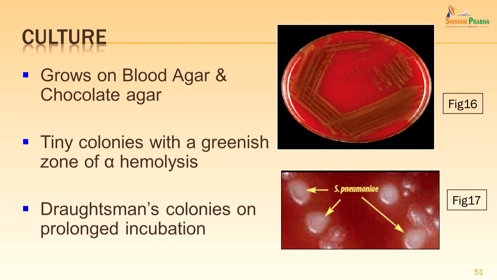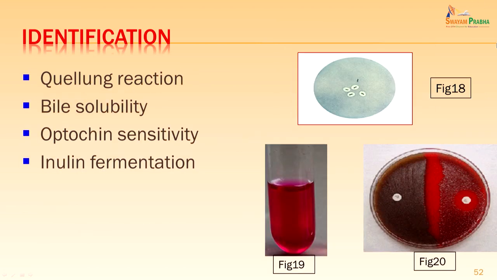On blood agar, it gives you tiny colonies with a greenish zone of alpha hemolysis. If you let these colonies incubate for some time, they form draughtsman-like colonies, in the sense that there is an umbilicated zone in the center and the edges are raised. So initially the colonies are tiny and alpha hemolytic, and as you let them incubate you get these draughtsman-like colonies. To confirm the identity and differentiate it from other streptococci, because it shows small chains, the most common test done is the Quellung reaction.